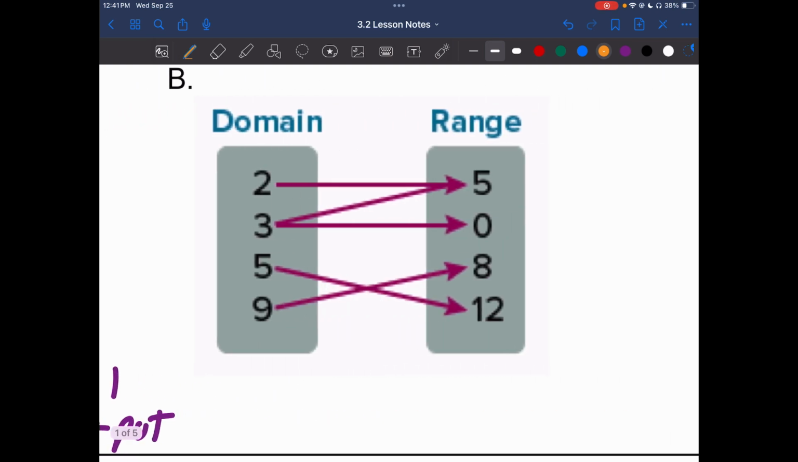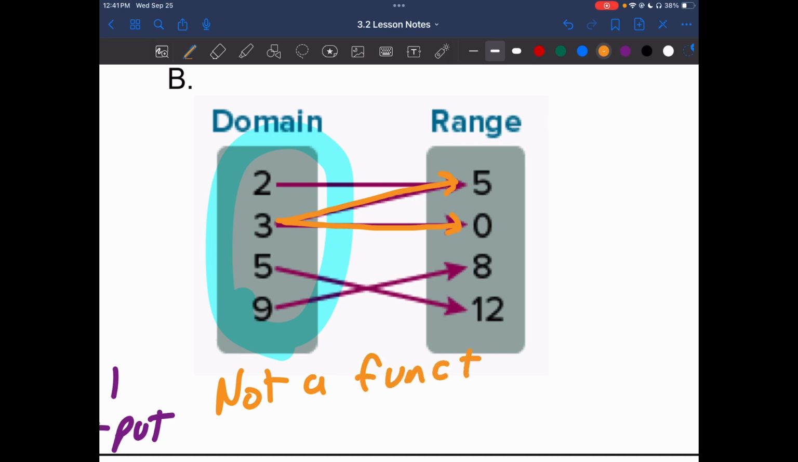Let's look at letter B. Now, we have 4 inputs, and again, we are looking right here. And what we're specifically looking for is, do I have any values that are going to more than one place? And I do. I have a 3. It is going to 5, and it's going to 0. So this is not a function. Okay, and y, 3, has multiple outputs.